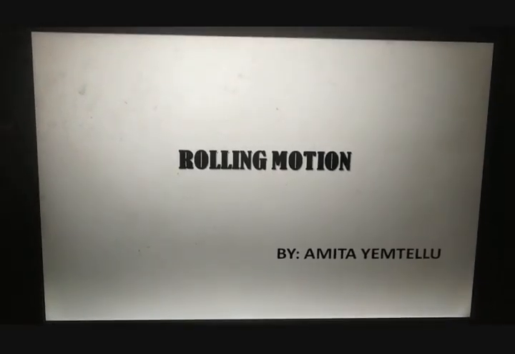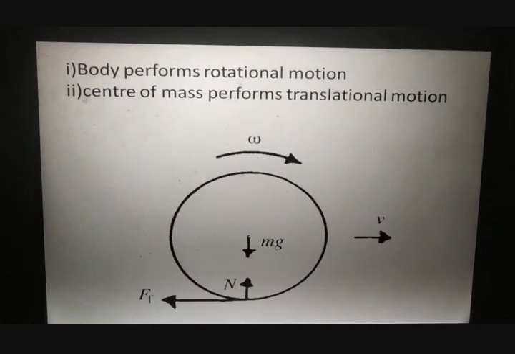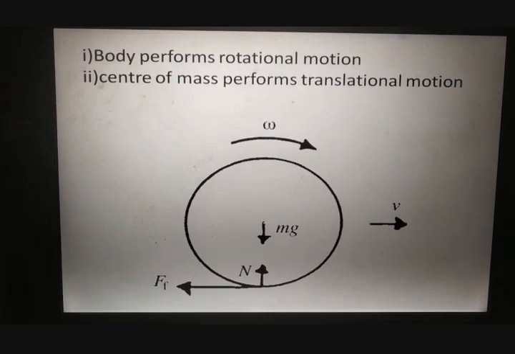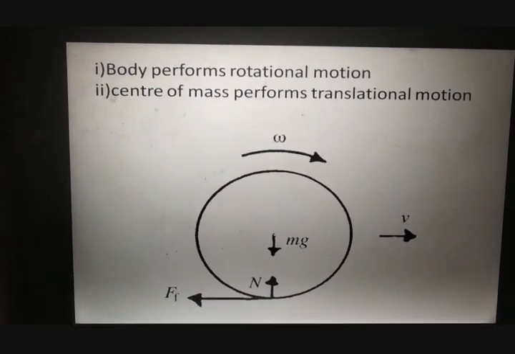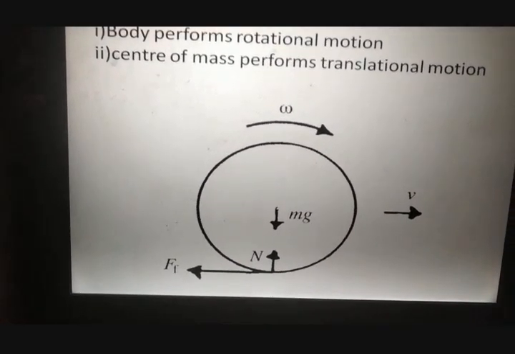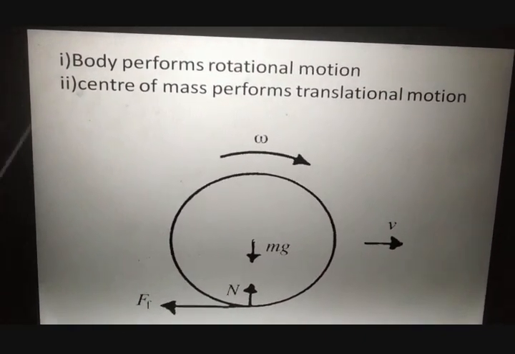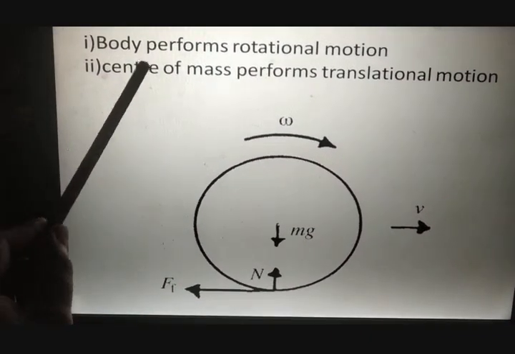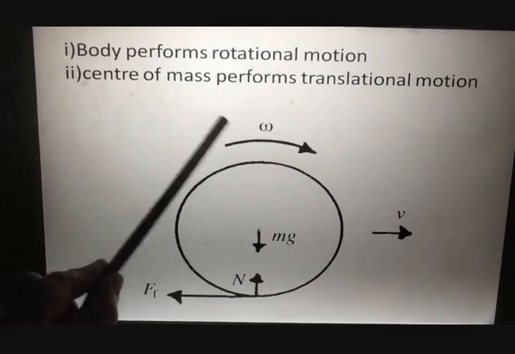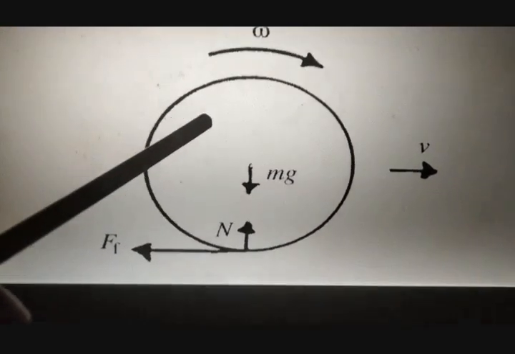Hello everyone, today we will discuss rolling motion. Now when any body is rolling on a horizontal surface or an inclined surface, it performs two types of motion. The body in rolling motion will perform a rotational motion, and the center of mass will perform a translational motion. Now look here, one diagram is shown.